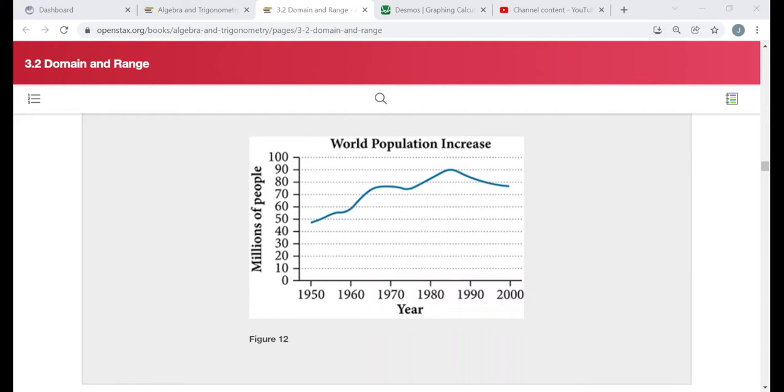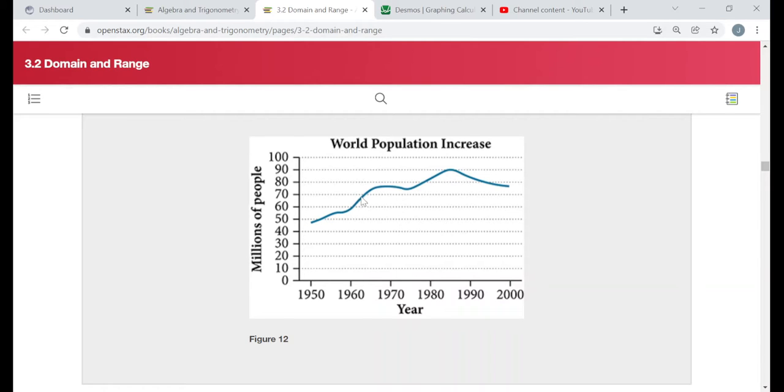Now for the range, we're looking at millions of people, the vertical axis, going low to high, from the bottom up. The lowest output, the lowest millions of people value here, looks just below 50. They're having you just eyeball these things, not perfect. So this looks like maybe 48. I'll say 48. Why not?